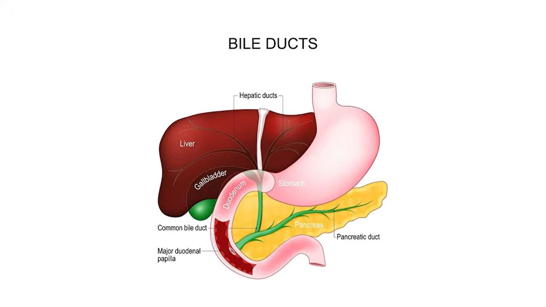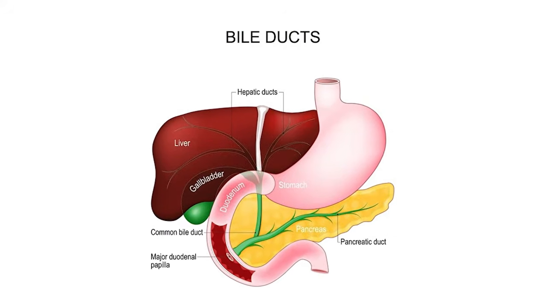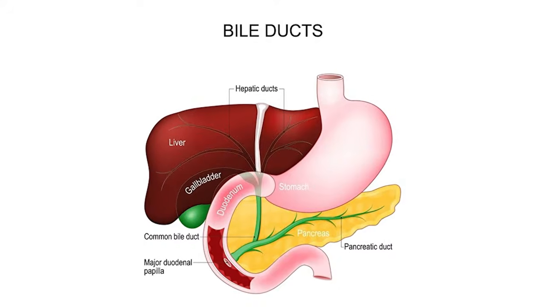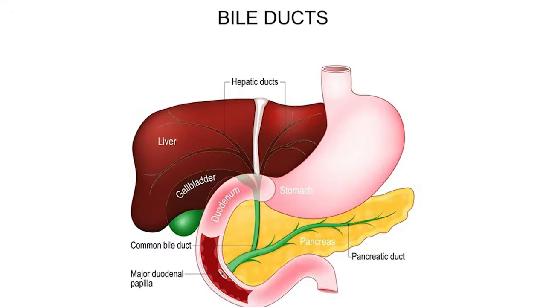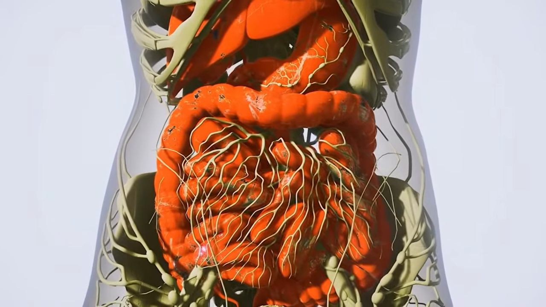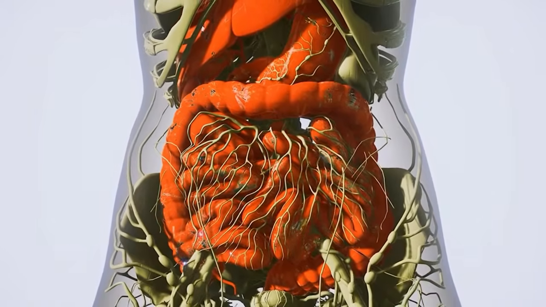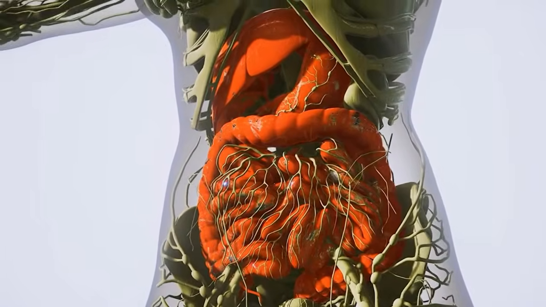Just before entering the small intestine, the common bile duct usually joins with the pancreatic duct to form the hepatopancreatic ampulla, which is also called the ampulla of Vater. This is where bile and pancreatic enzymes are released into the small intestine to aid in digestion.